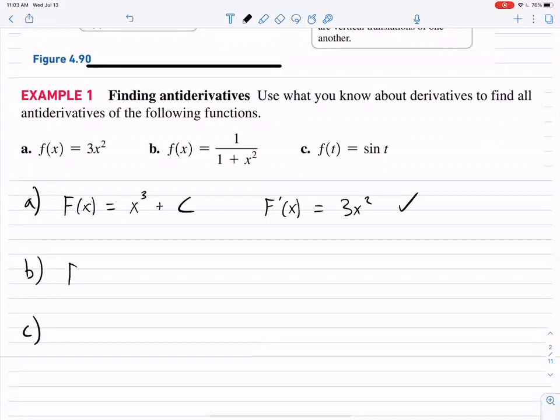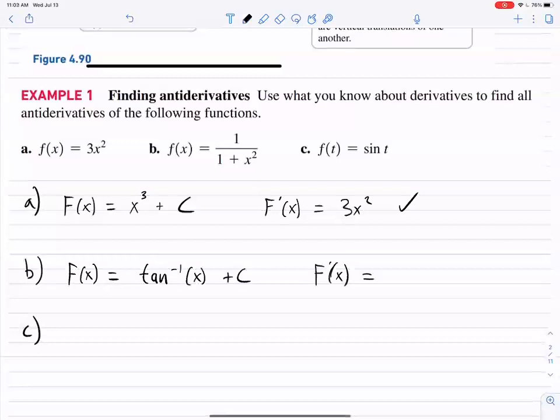How about this one? What is the antiderivative of 1 over 1 plus x squared? Well, what function has that derivative? We know it's tan inverse, right? Tan inverse of x plus c. And so then to double check, let's just take the derivative of it. The derivative of tan inverse is 1 over 1 plus x squared. So it works out.